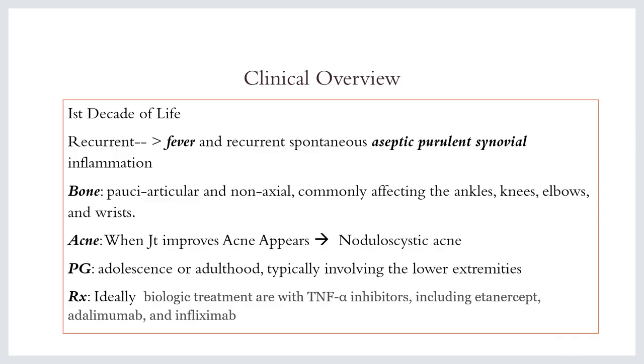So the overview of PAPA syndrome: it begins in the first decade of life. The initial history is fever and recurrent aseptic purulent synovial arthritis. It usually involves the ankle, knee, and elbow joints. When the joint condition improves, acne appears, and that's when probably we come into the picture. There are marked lesions of PG involving the extremities, and of course, as I told you previously, the therapy is usually around TNF alpha, but now of course you can try JAK inhibitors.